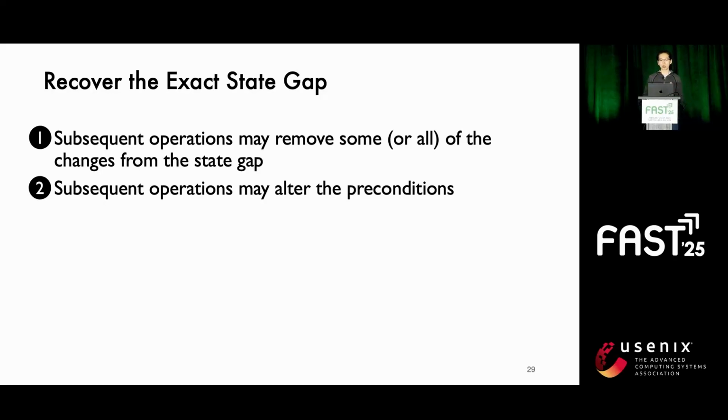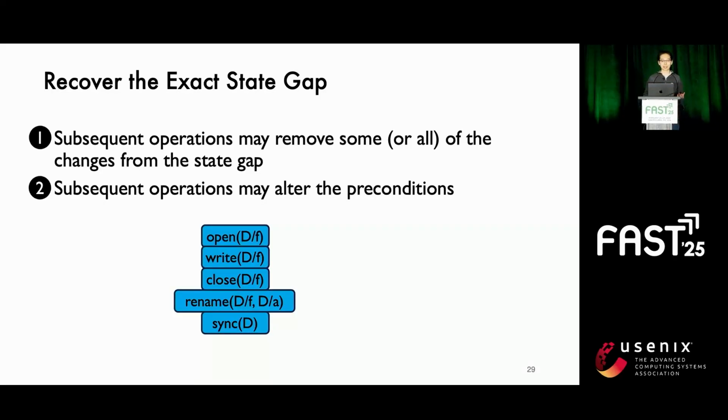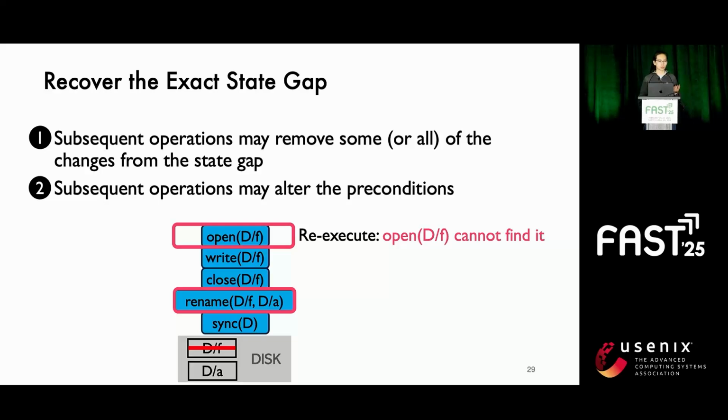Besides, a subsequent operation may change the precondition of previous ones. For example, in this workload, open a file, write and rename it, and sync the directory. So the on-disk state has a file named d/a. If a crash occurs after this sequence, we need to redo the write to the file, but we cannot redo the first open because the path name is no longer valid. So how to address these two issues?